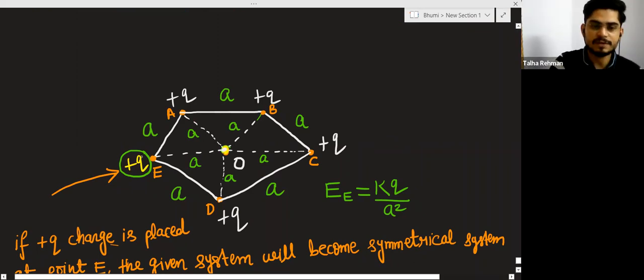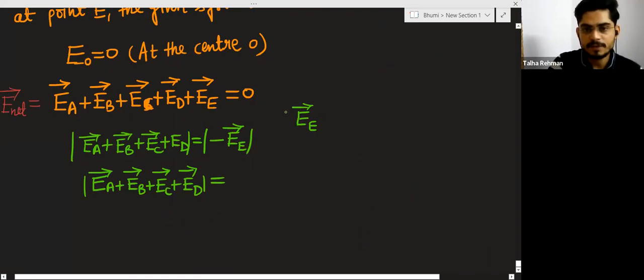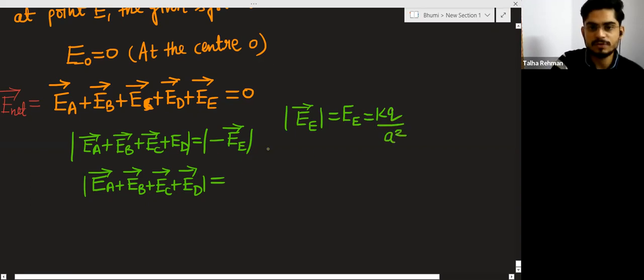So I have just calculated the electric field due to this charge at this point. Simply, the electric field due to the charge at E is equal to kq by A square. So EE, if I take the modulus of this, will become kq divided by A square. Now put the value. If there is a minus sign, there is no problem. When you take the modulus, the value will become positive, and this will become kq by A square.